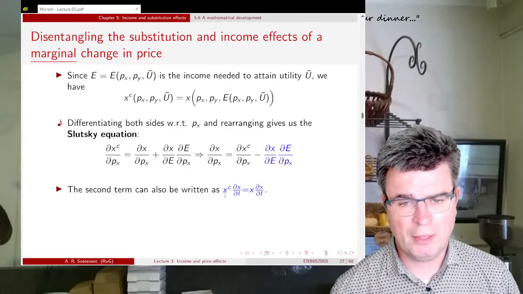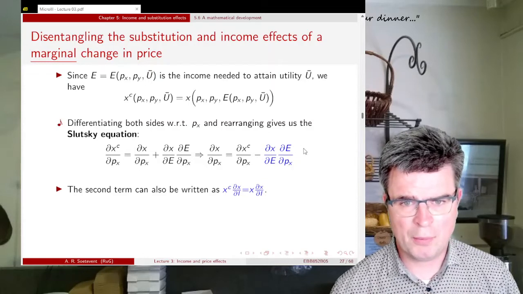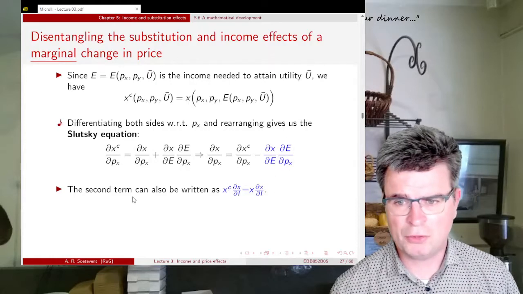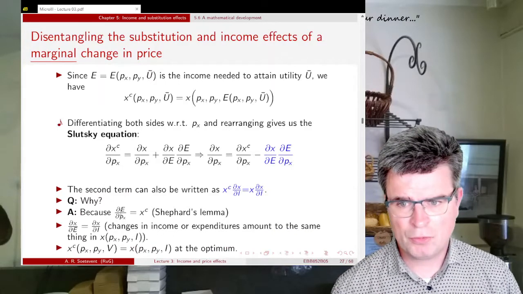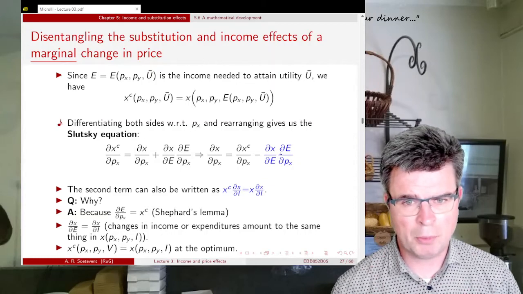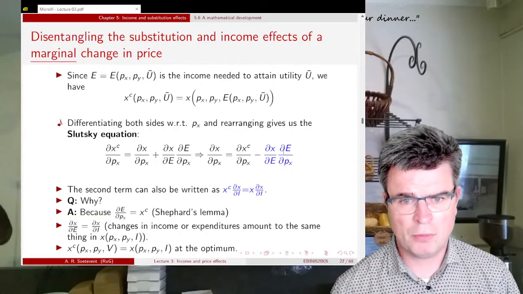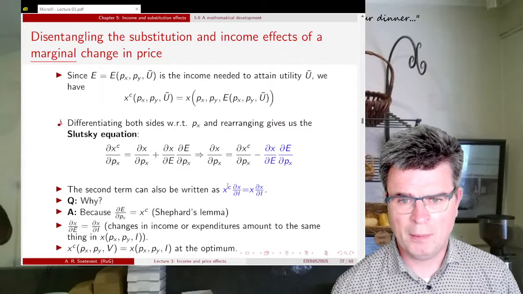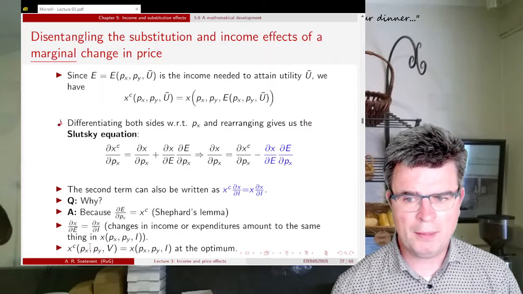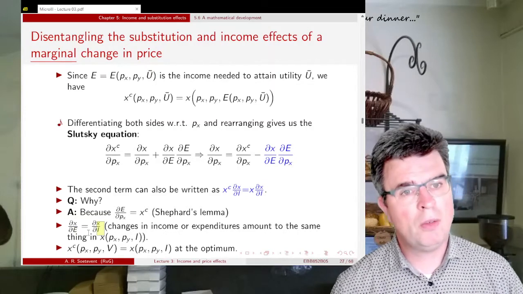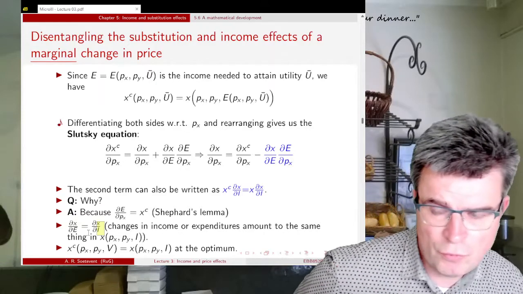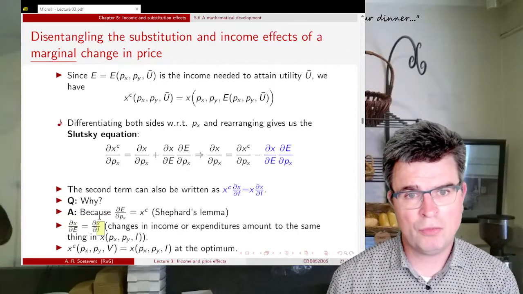So the question of course to you is, okay, how can we arrive from this equation over here to the expression over here? So why? Now, a number of elements here. So first, because of Shephard's lemma, we know that the partial derivative of the expenditure function with respect to px is equal to the compensated demand. So we can substitute this part over here by the compensated demand. Then we can replace the expenditure by income, because income and expenditures amount to the same thing in the uncompensated demand function.